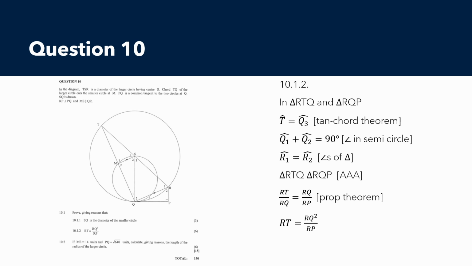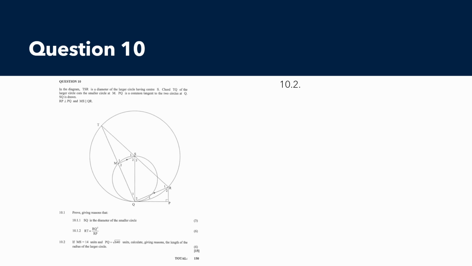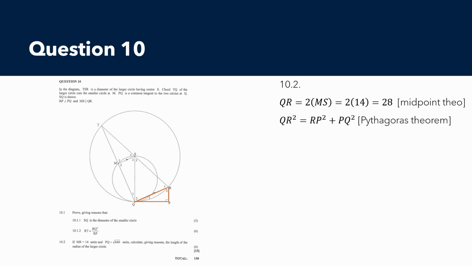Moving on to 10.2. If MS is equals to 14 units and PQ is equals to square root of 640 units, calculate, giving reasons, the length of the radius of the larger circle. First step, I went on to say RQ is equals to 2 MS, which is equals to 2 times 14, which is equals to 28. Reason: midpoint theorem. RQ squared is equals to RP squared plus PQ squared, Pythagoras theorem. I've also highlighted the triangle that I'm referring to on the left hand side.